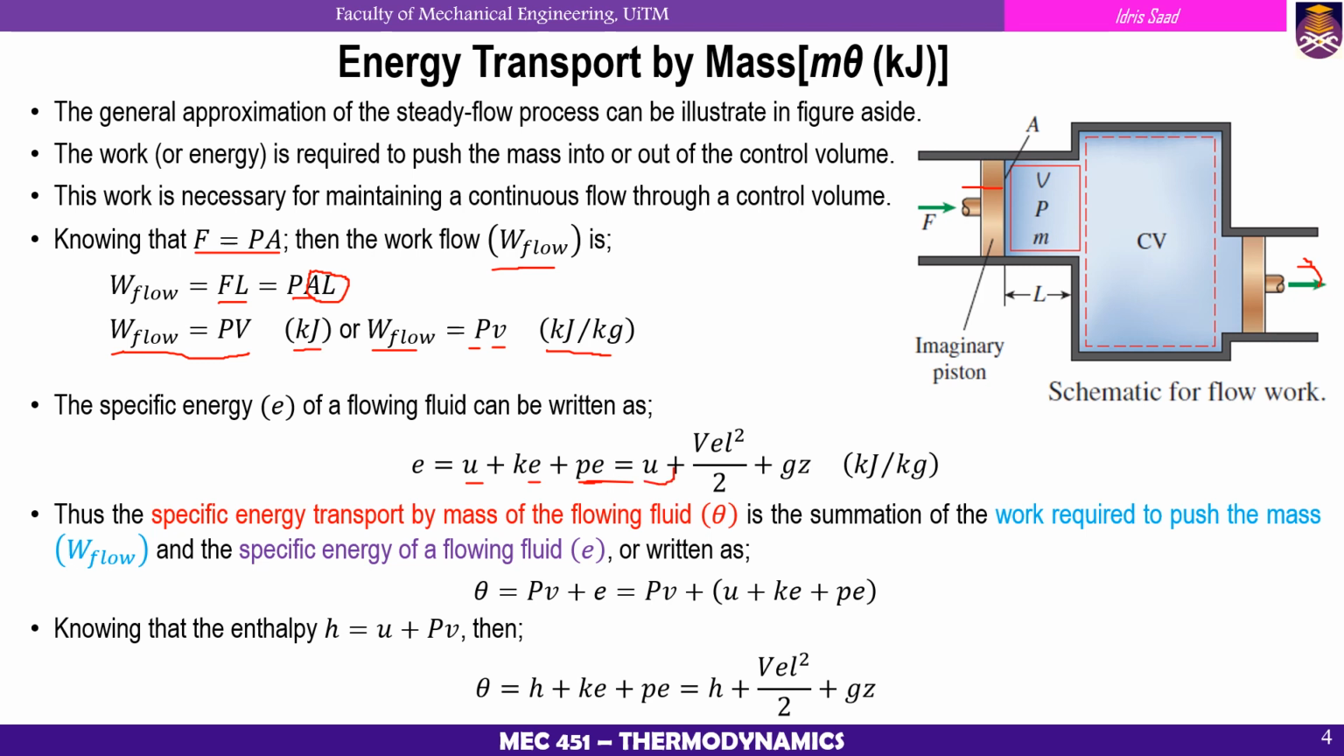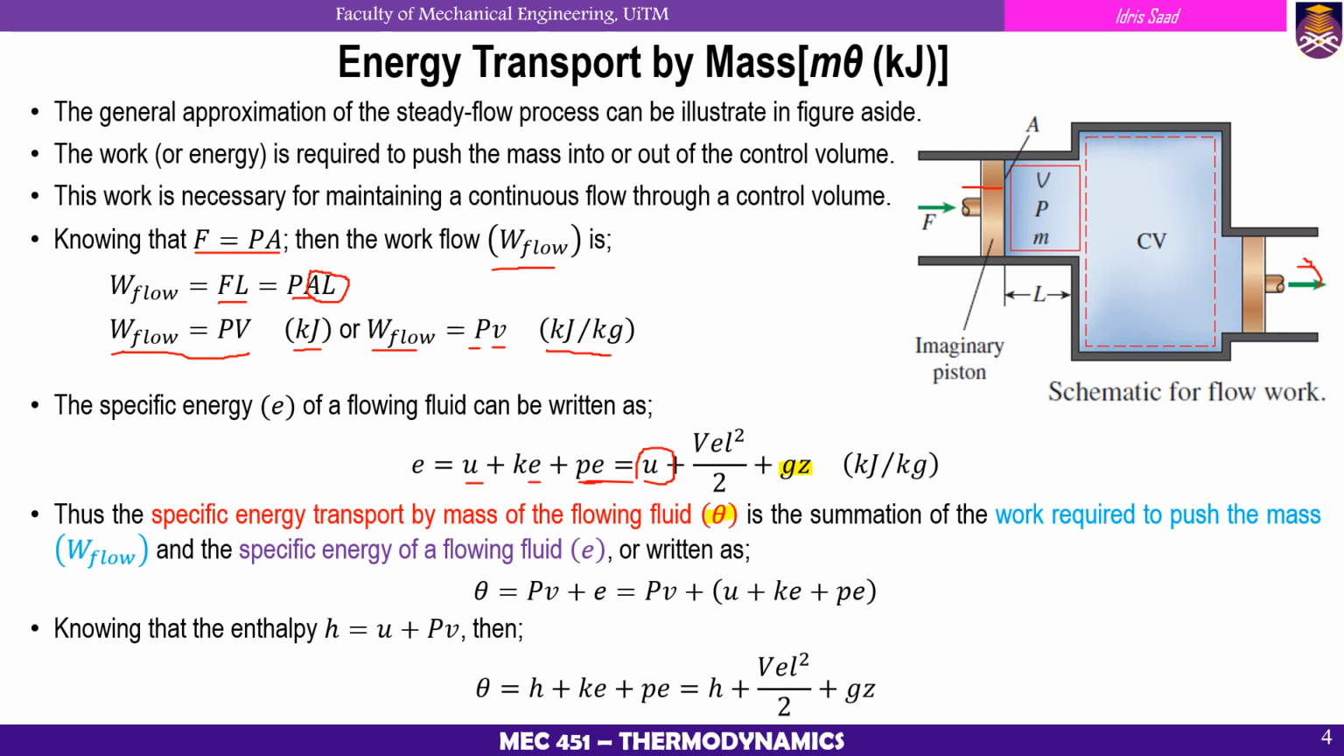So we have internal energy, u. So we have velocity to the power of 2 divided by 2. This is basically the kinetic energy. And then the last part is the potential energy, gravity times the difference in height. Thus, the specific energy transport by mass of the flowing fluid, we denote it as theta.